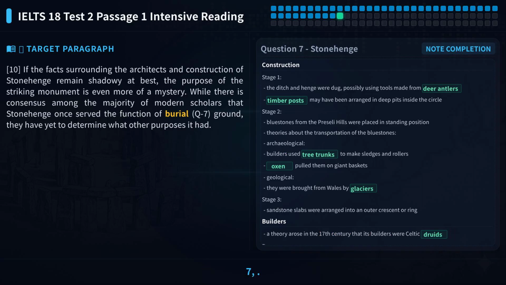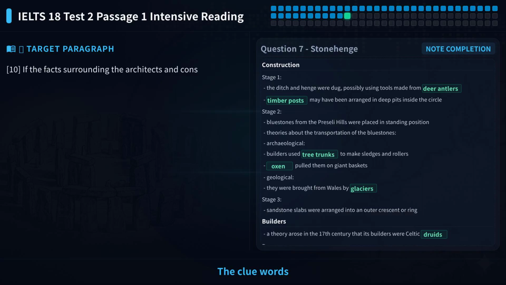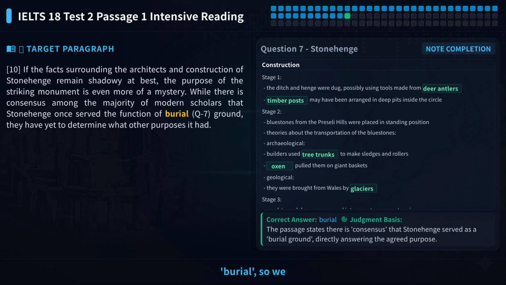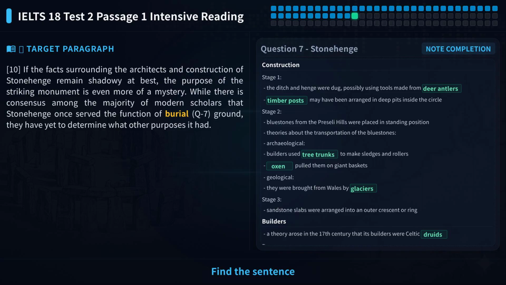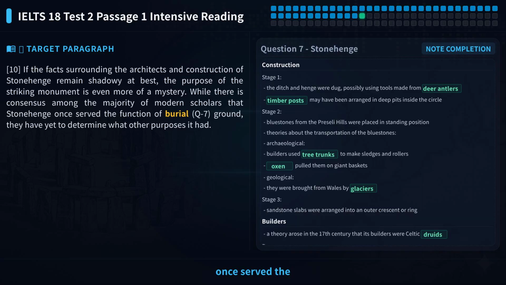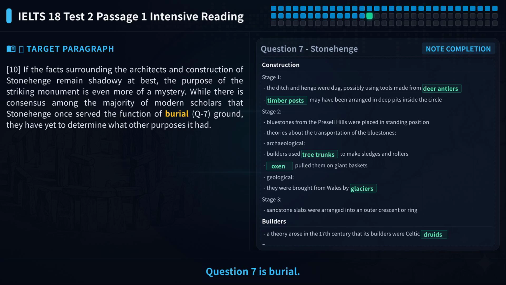Let's look at question 7. It asks about the agreed purpose of Stonehenge. The blank is after burial, so we need a noun for a place. The clue words are consensus and burial ground. Let's go to paragraph 10. Find the sentence with consensus and burial ground. The text says Stonehenge once served the function of burial ground. The word ground comes right after burial. This word is directly given in the original text, so no replacement is needed. So the answer to question 7 is burial.